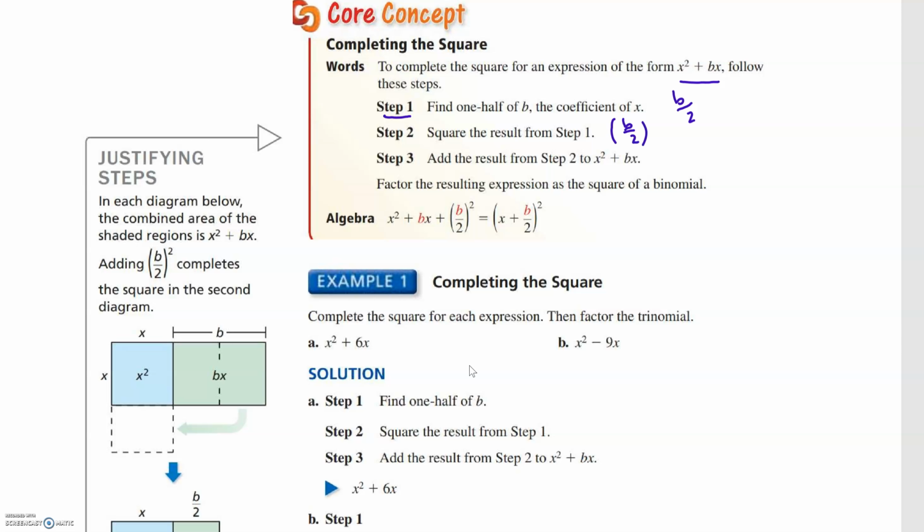So b over 2, when we square it, is going to be b squared over 4, because we square the b and square the 2. Square the numerator, square the denominator. You're then going to add that to x squared plus bx. So x squared plus bx plus b over 2 squared, and then that will factor as x plus b over 2 squared. Now notice where we have the b here, here, and here. That will work every time. Let's talk about why it works, and then we're going to do some examples with this.